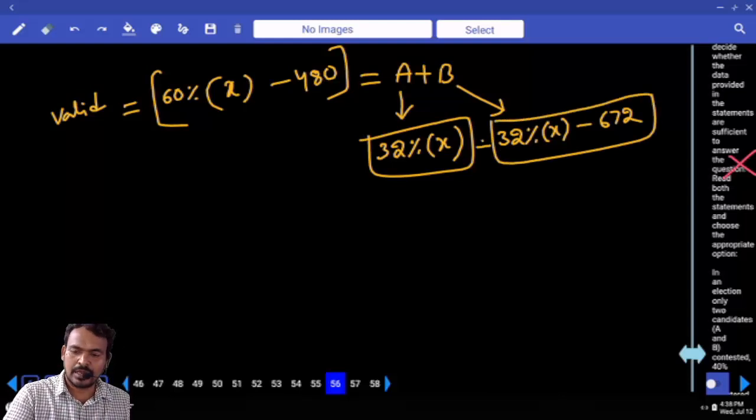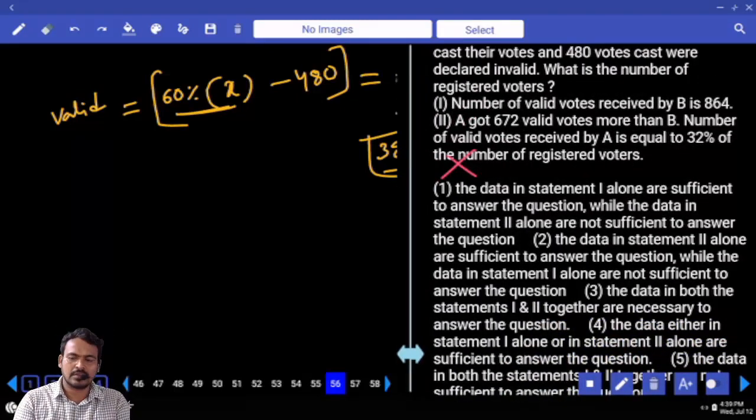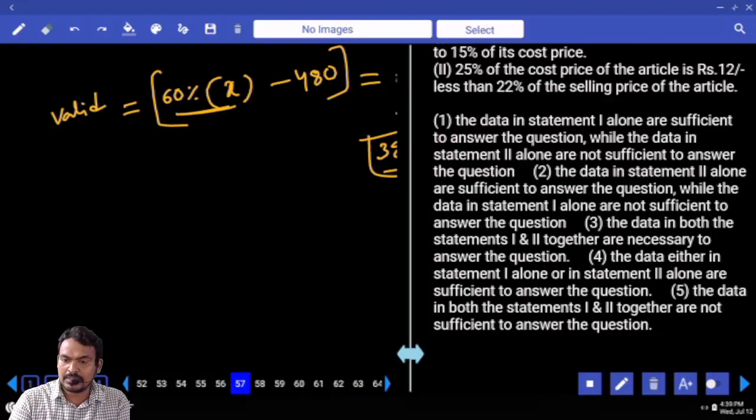These two are added. That is equal to which one? The valid votes received by A and B. Simplify this and we get the X value. Because the left hand side has only one unknown, and the right hand side also has only one unknown. In both cases, are the variable values same or different? Same. Here 60% of X, and here 32% and 32%, total 64% of X. 60% and 64%, the difference is 4%. Then we get the X value. If we get the X value, that is the registered voters. Only the second is sufficient.